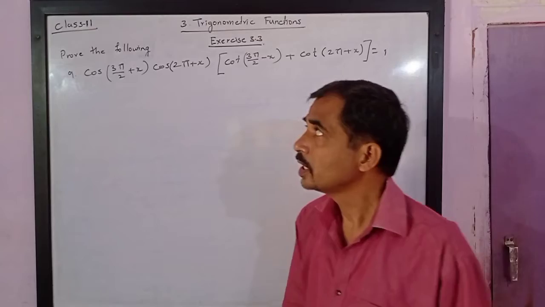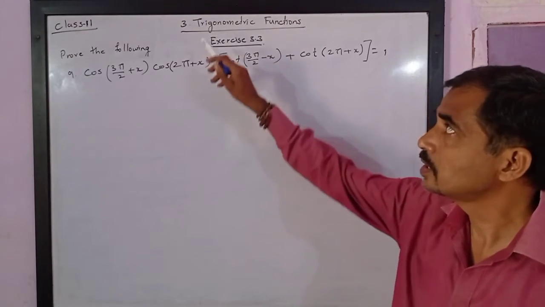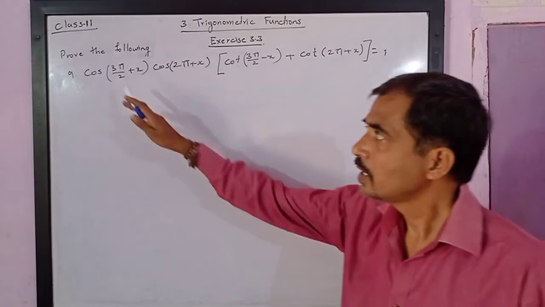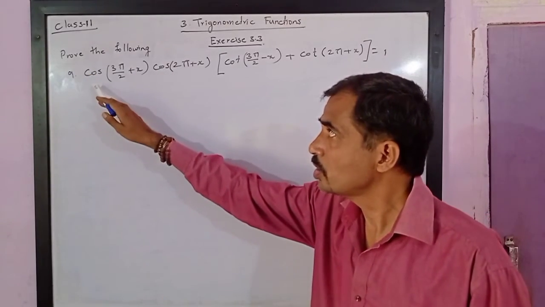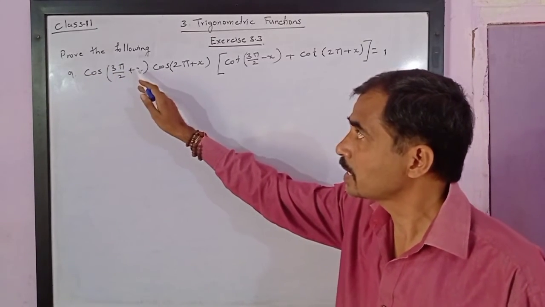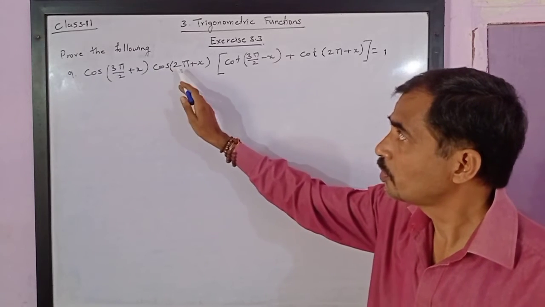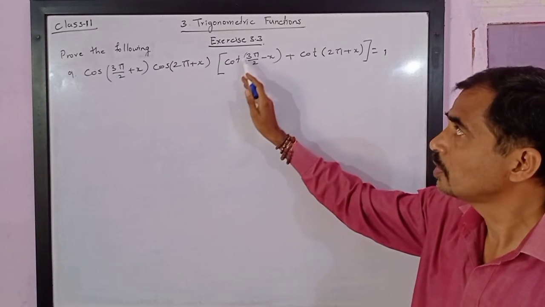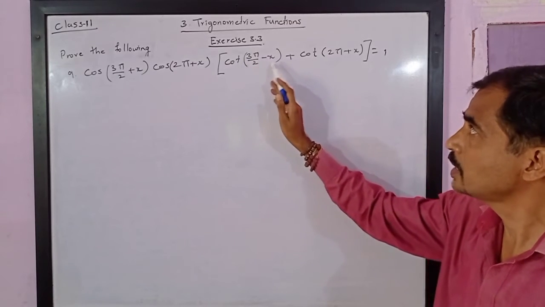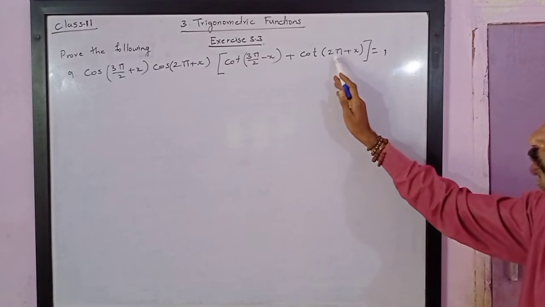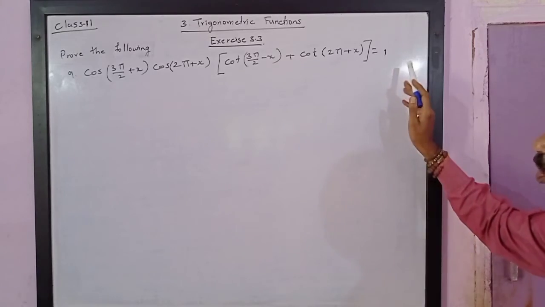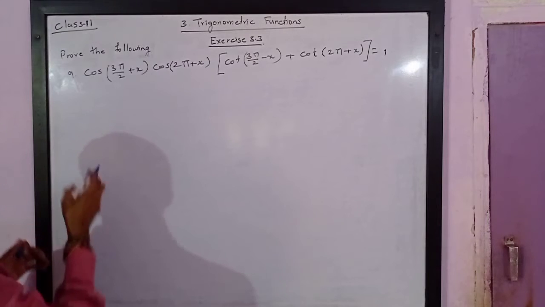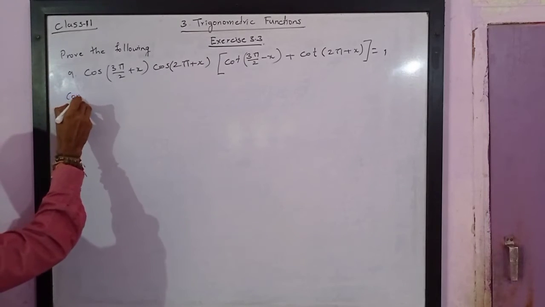Dear friends, in class 11, we are studying the third chapter, trigonometric functions, and exercise 3.3. The ninth question is, prove the following: cos of (3 pi by 2 plus x) into cos of (2 pi plus x) into [cot of (3 pi by 2 minus x) plus cot of (2 pi plus x)] is equal to 1. In order to prove this, let us consider LHS first. So consider LHS.